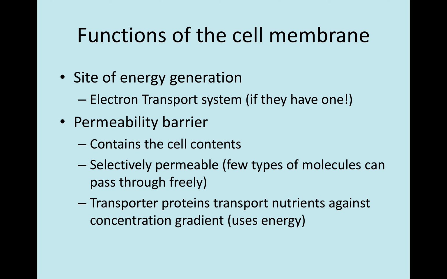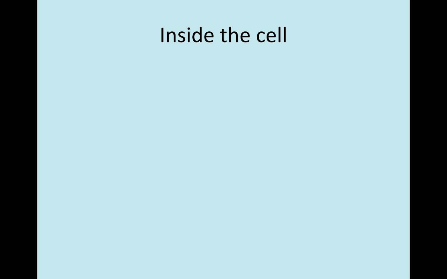But it's a permeability barrier which contains the cell contents, so that contains the ribosomes and the DNA, for example. It's selectively permeable. Only a few types of molecules can actually pass through the membrane freely. And as I mentioned, again, transporting nutrients, typically against a concentration gradient, which requires energy.